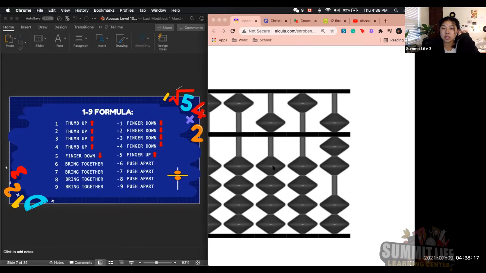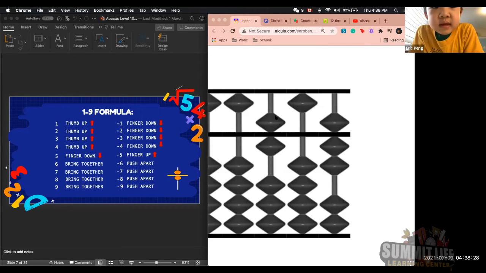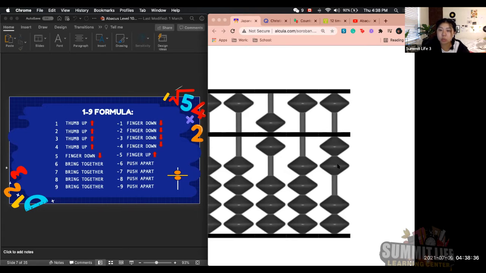Do you remember how earlier we said 6 looks like this? 1 upper bead and 1 lower bead, right? Earlier when you were drawing it on your paper, this is number 6, right? Right now we have 7 and we want to take away 6. So to take away 6, we're going to take away 1 upper bead and 1 lower bead. So we're left with 1 again because 7 minus 6 equals 1. That makes sense, right? This is 1.